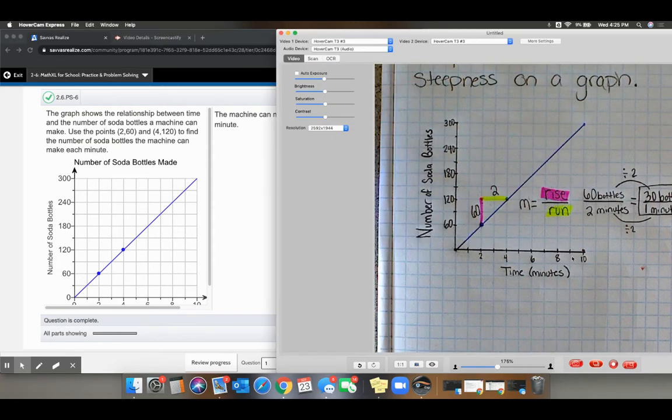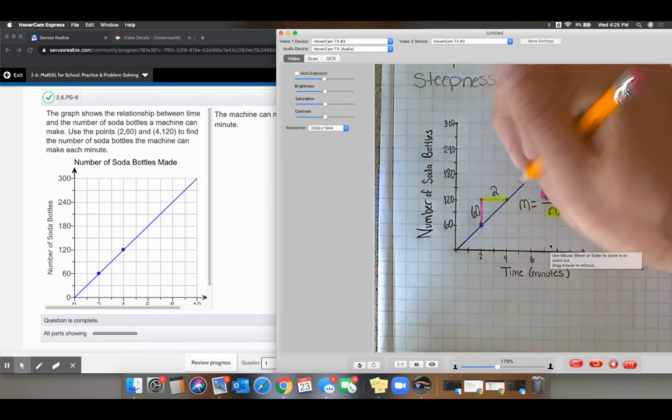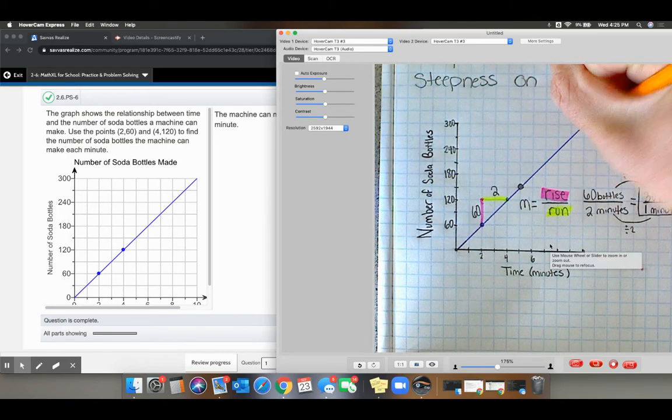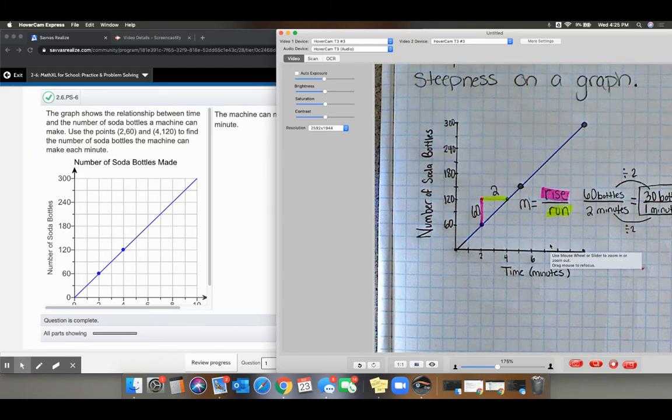I want to zoom in just 1 sec here. All right, I can't get rid of that. One thing you might say is, well, Mr. Gallucci, they gave us those 2 points. What if we had to pick like these 2 points and make a really bigger triangle?